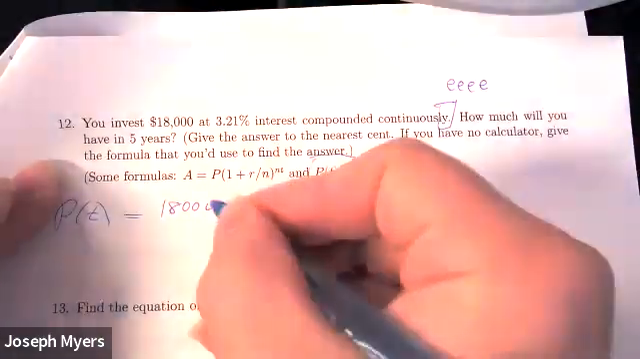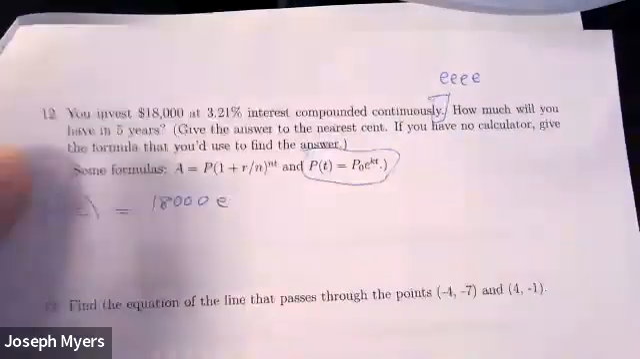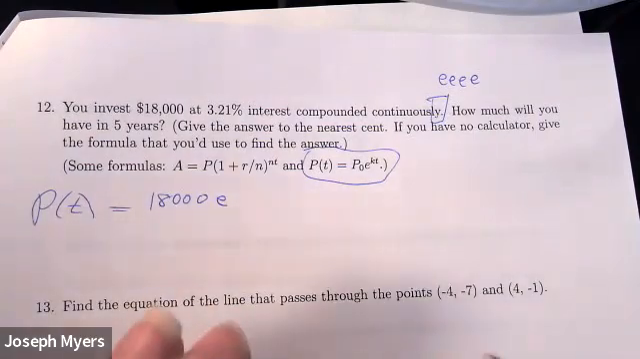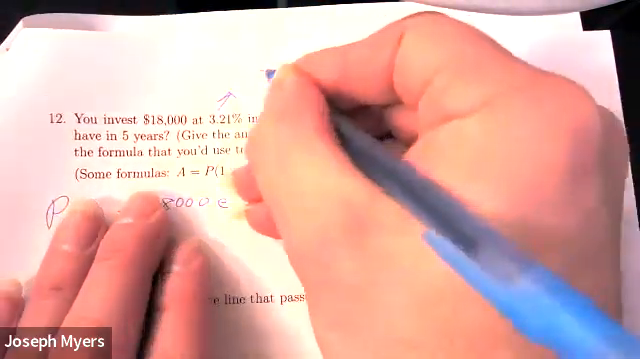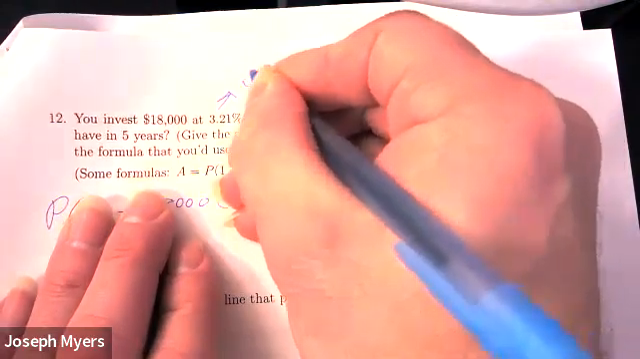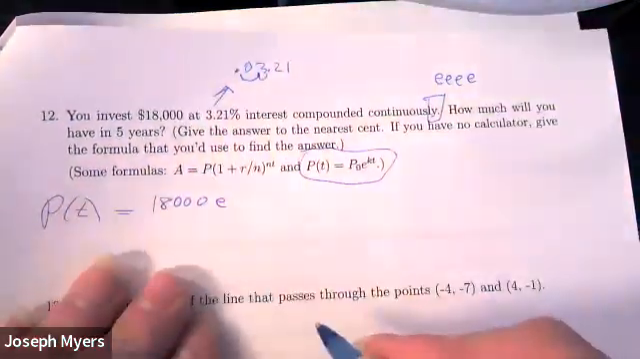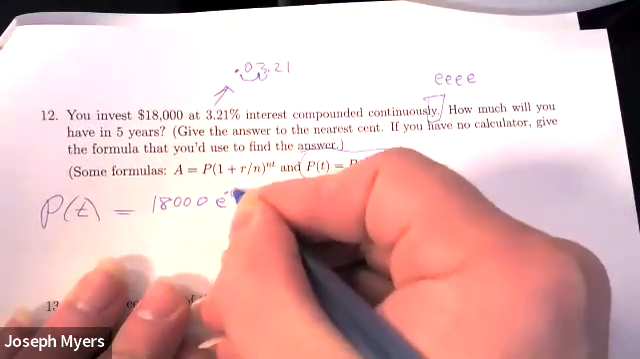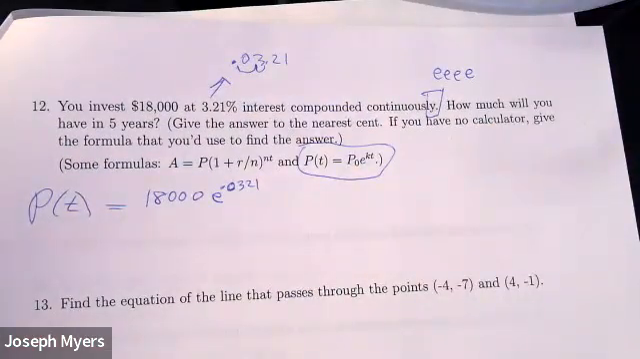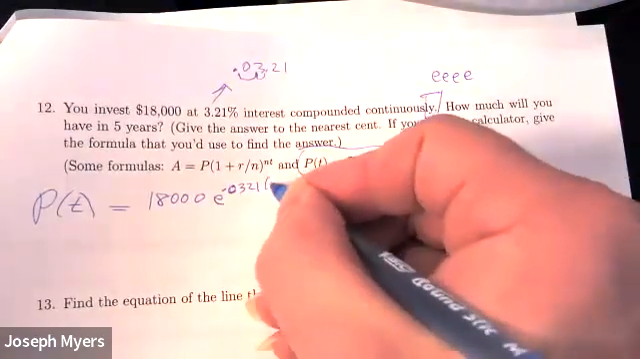And then the E is just E. And then the K is the same as what we called R. So K and R both represent the interest rate, except you have to convert the interest rate to a decimal. So if you take 3.21 and convert that to a decimal, move that over once, move it over again. So you'd have 0.0321. So the interest rate is equal to 0.0321, and time is the time, which is 5 years. So put in 5 for the time.